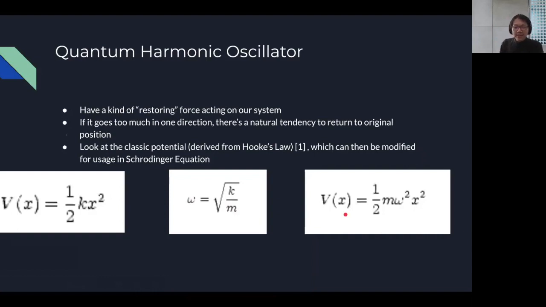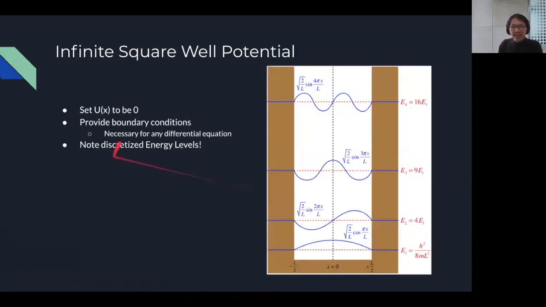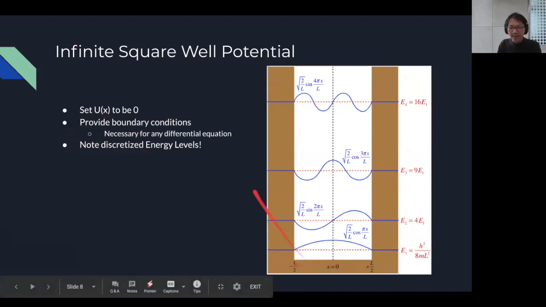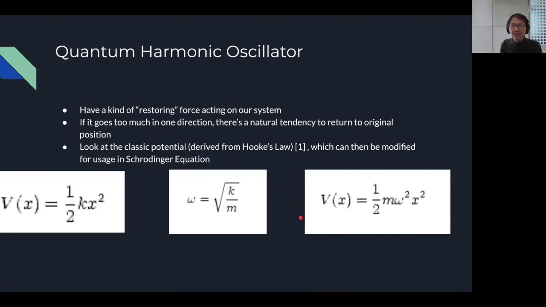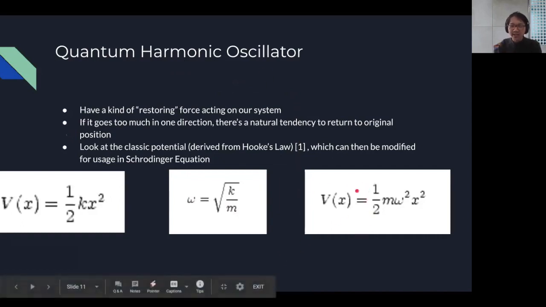Now, with that being said, this model, the infinite square well potential, is just one very convenient example to work with, where we set the potential energy to be 0 given a certain domain, and then we set these boundary conditions. But one of the more useful models is the quantum harmonic oscillator. We're still using the Schrodinger equation here, but we're tweaking how we represent the potential energy of that system.